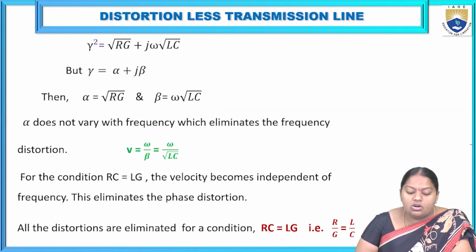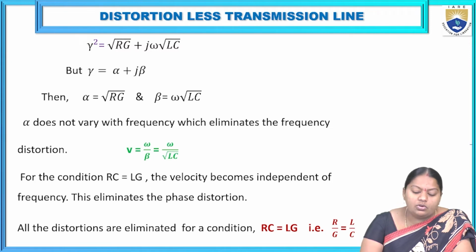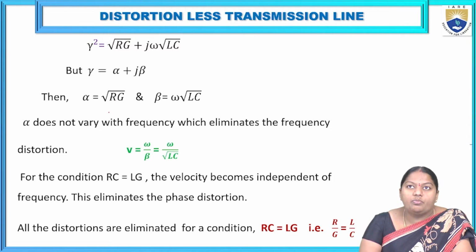So α does not vary with frequency. Why? Because it does not contain any frequency components. Hence, α does not vary with frequency, which eliminates the frequency distortion.